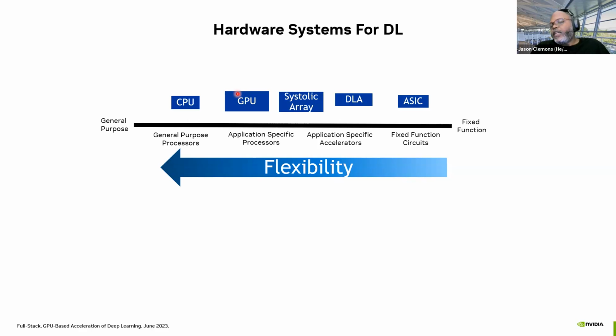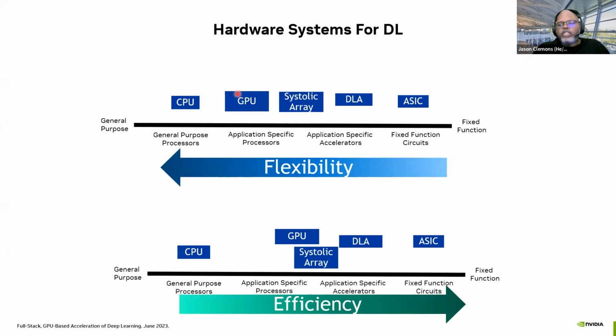And then you finally have the ASICs, which is application specific integrated circuit, which are the more fixed function ones. As you move from fixed function to general purpose, you get more flexibility. But there's another piece to this spectrum that we get concerned about, which is efficiency. Typically, in order to be more general purpose, you give up some efficiency. So in order for the CPU to be able to do everything and be used for everything, it's not as efficient at certain things, in particular graphics, which is why we have GPUs.